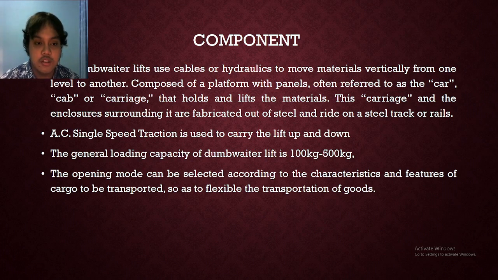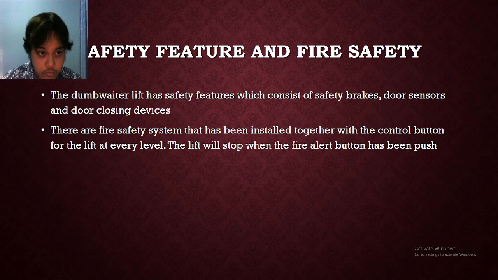AC speed traction is used to carry the lift up and down. The general loading capacity of a dumbwaiter lift is 100 kg to 500 kg. The opening mode can be selected according to the characteristics and features of the cargo to be transported, so as to make the transportation of goods flexible.